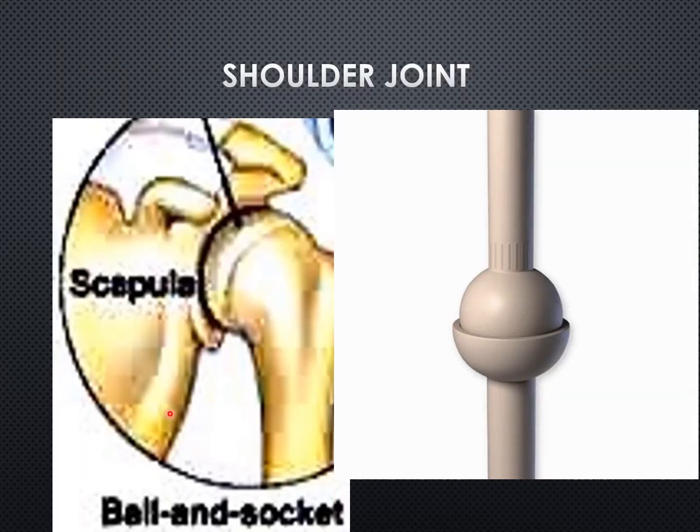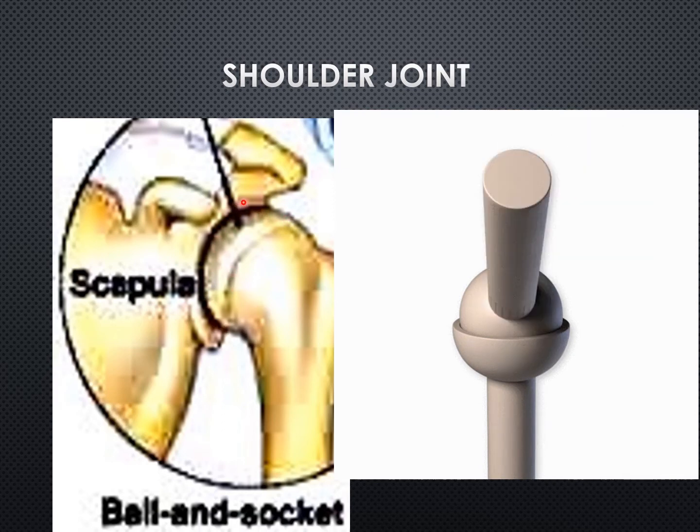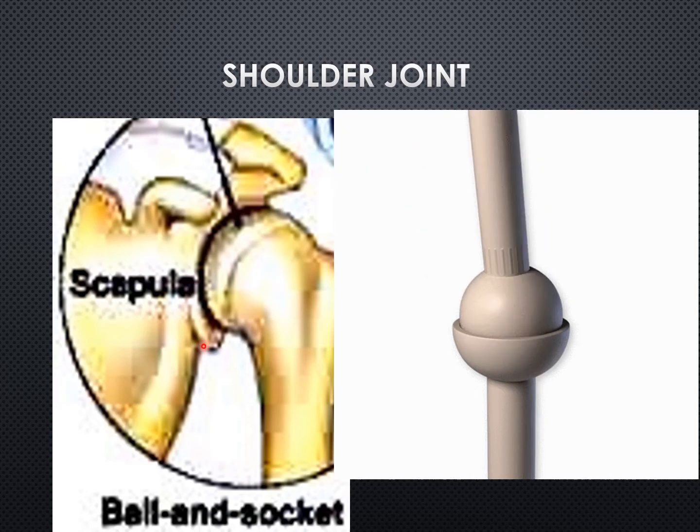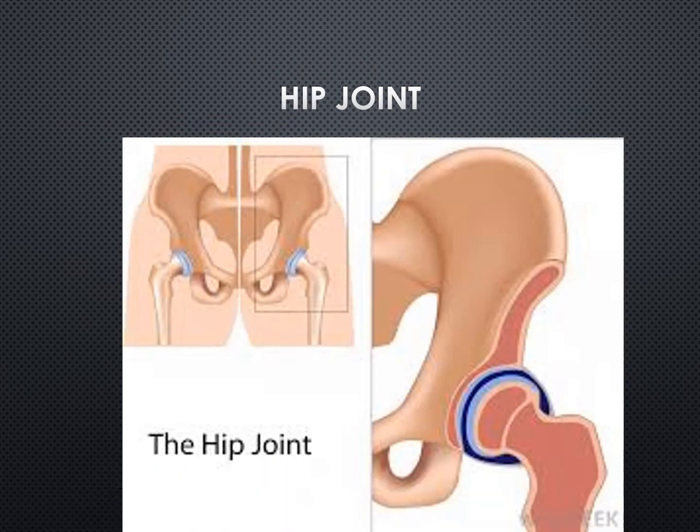This is the shoulder joint. Here the ball is formed by the head of humerus and the socket is formed by the glenoid cavity of scapula. And these are the movements that are possible by the shoulder joint. This movement is known as circumduction. Now this is the hip joint. Here the ball is formed by the head of femur and the socket is formed by the acetabulum. So the head of femur fits into the acetabulum and it is a multi-axial joint.